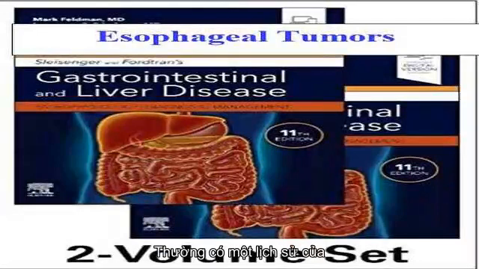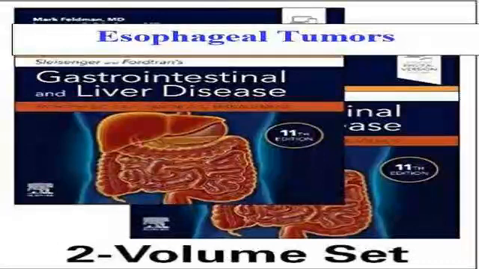There is usually a history of tobacco use, 90%, and alcohol use, 70%. The tumor is typically located in the middle third, 52%, or lower third of the esophagus, 35%. More than half of affected patients have extensive disease at the time of diagnosis.